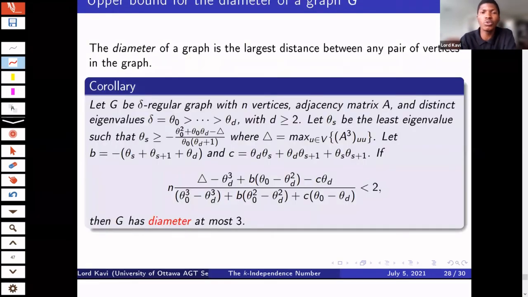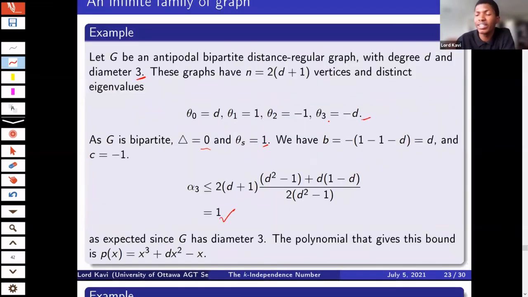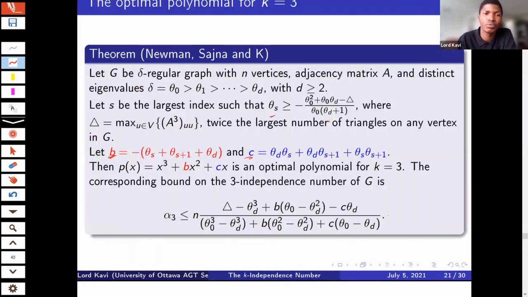Okay. So a bonus this year, as also stated in the original work by Ada, is that we are able to get a bound on the diameter of the graph using this approach. So for instance, with B and C, if we find that the independence number alpha 3 is a value less than 2, basically what this tells us is that the diameter of the graph in question has degree at most 3. Right.